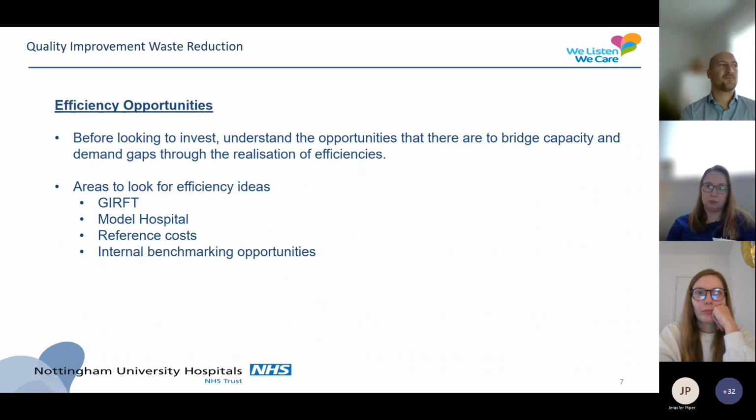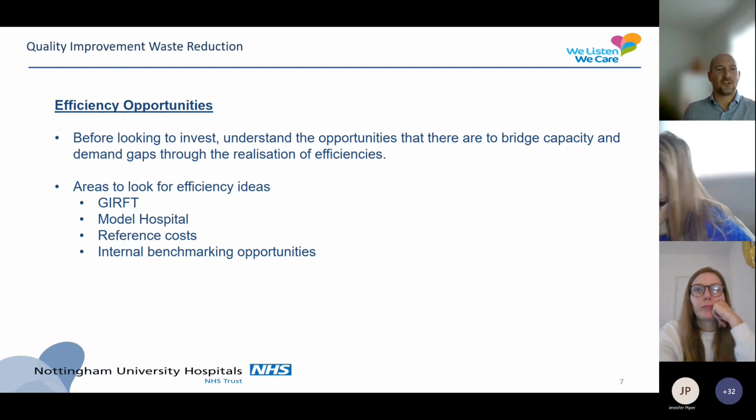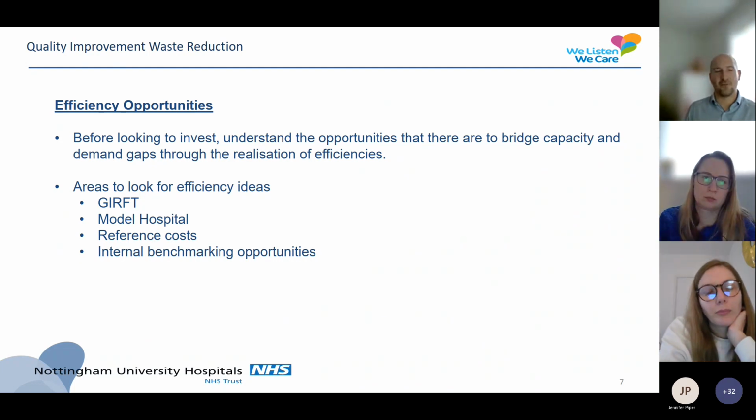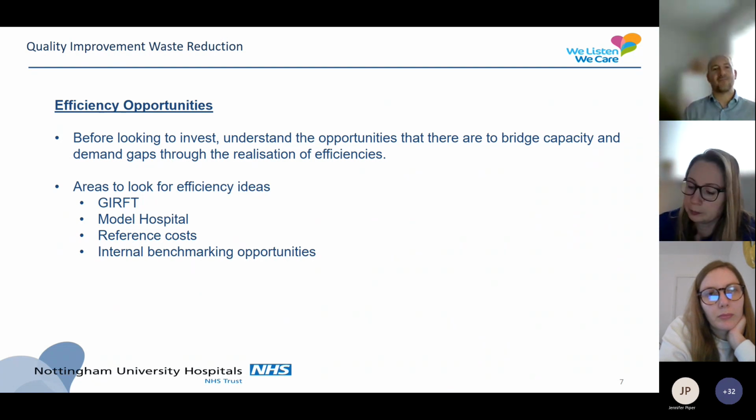So we've been through most of the types of efficiency, but other areas to look at for efficiencies. GIRFT, getting it right first time, if you're not familiar with it, is a really good source of information. If any of the areas you look after are areas that they have undertaken reviews on, there are some really good recommendations in there, and you can see if you're compliant with those recommendations and then assess whether there are opportunities there.